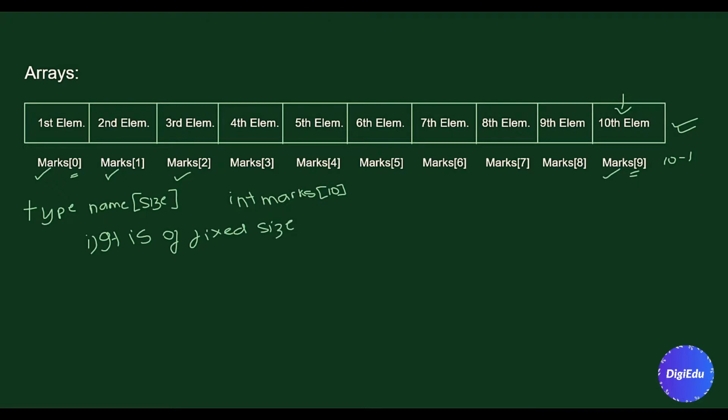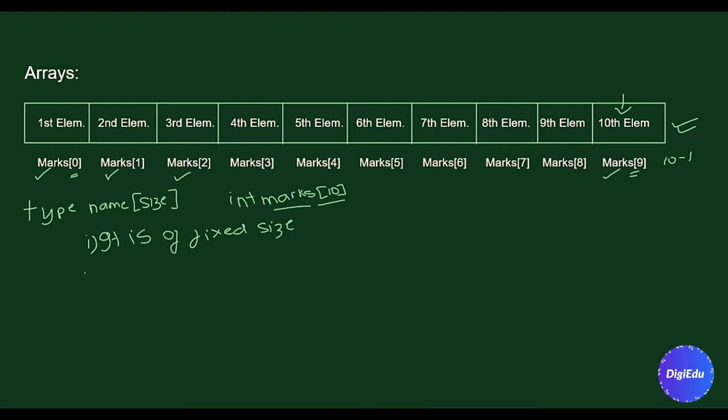Let's take an example of this one, int marks[10]. In this particular array I can only store marks of 10 students. So if one more student is added, then I cannot increase the size of the array during the execution, right? So this is one of the disadvantages of array, that it is of fixed size.